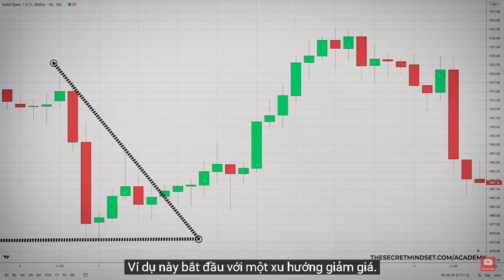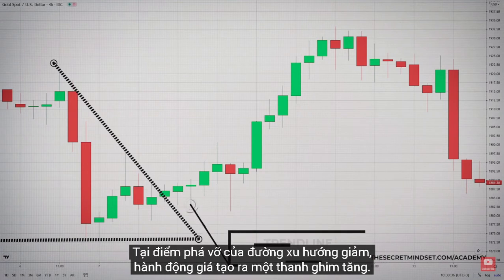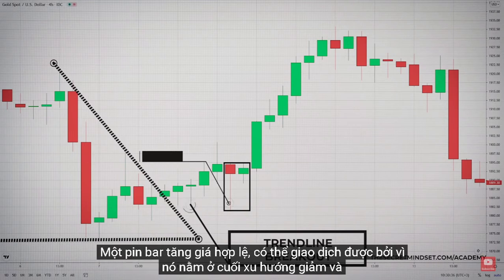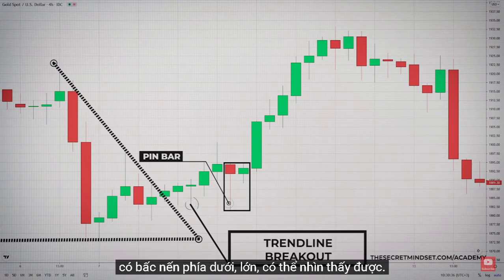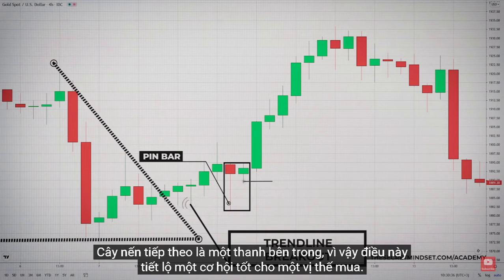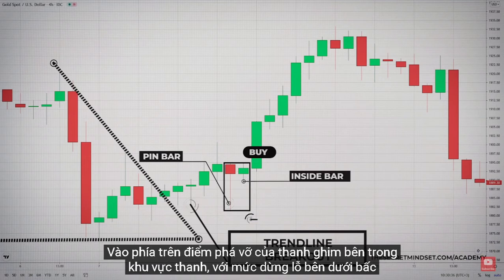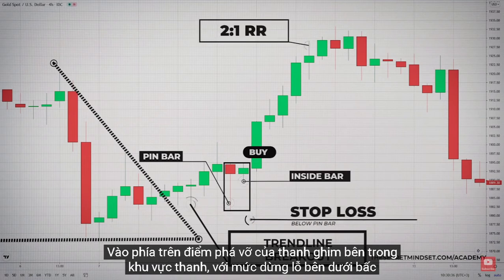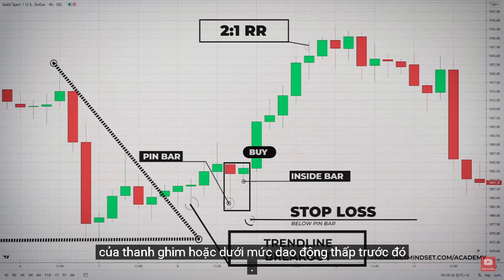This example starts with a bearish trend. At the breakout of the downward trend line, the price action creates a bullish pin bar. A valid tradable bullish pin bar because it's located at the end of the bearish trend and has a visible large lower candle wick. The next candle was an inside bar, so this revealed a nice opportunity for a long position. Entry above the breakout of the pin bar inside bar area, with a stop loss below the wick of the pin bar or below a previous swing low.